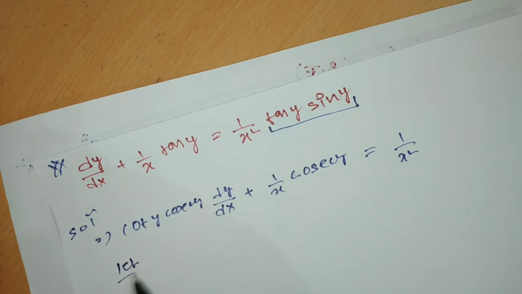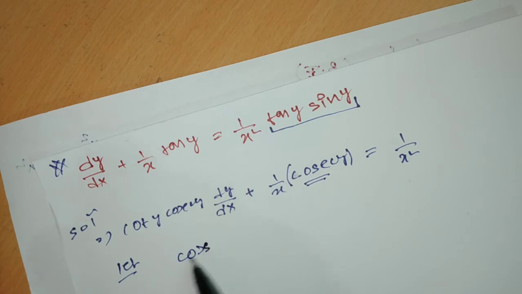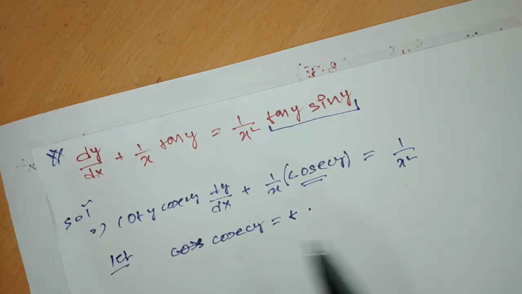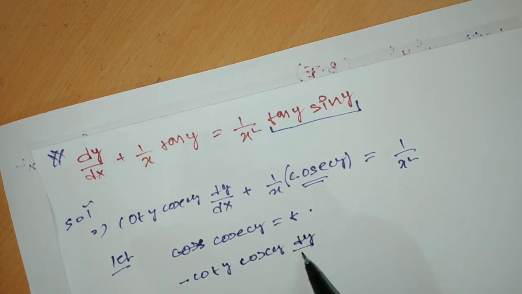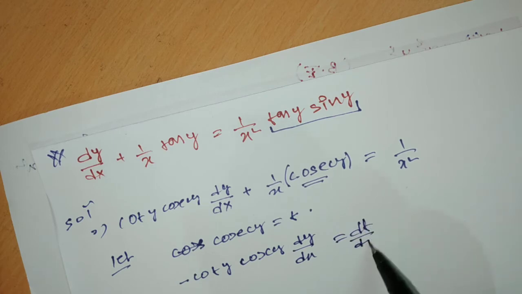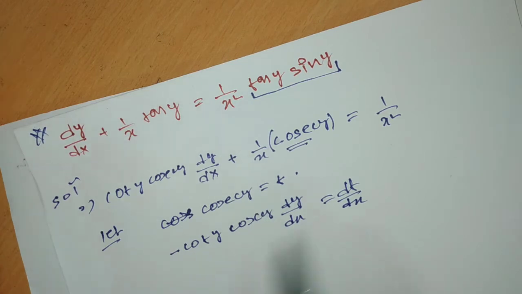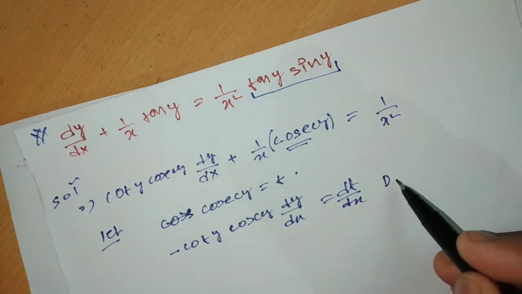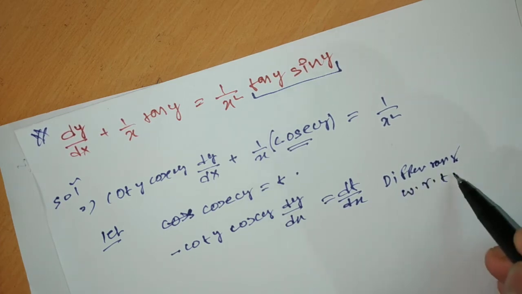So we have to take this y function. Let cosec y equal t. I'm taking t equal to cosec y. So the derivative of cosec y is minus cot y cosec y dy upon dx, equal to dt upon dx. We need to differentiate this term on both sides with respect to x.